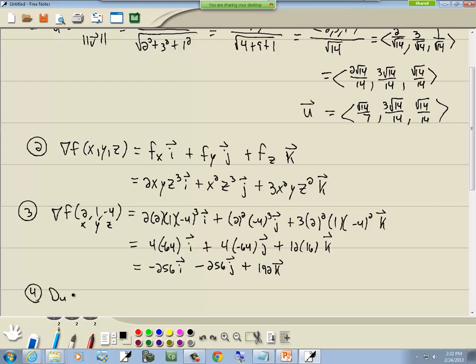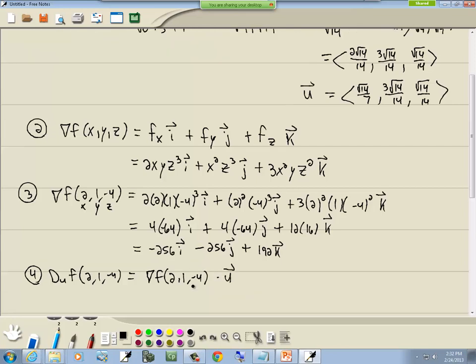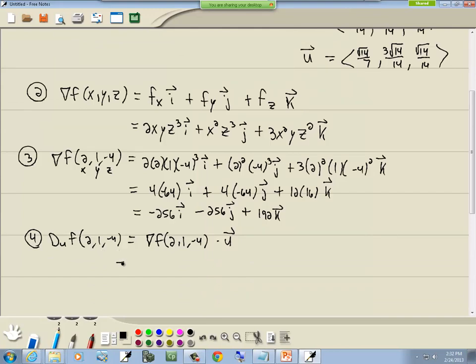Now, our directional derivative of f at our point 2, 1, -4 is going to equal the dot product of del f at 2, 1, -4 and our unit vector. So we're going to have negative 256i minus 256j plus 192k. Dot product that and square root of 14 over 7, 3 square root of 14 over 14, and square root of 14 over 14.